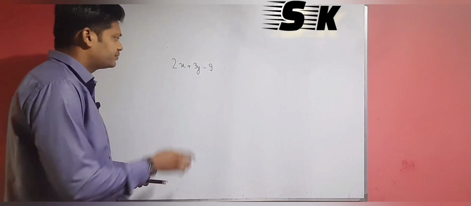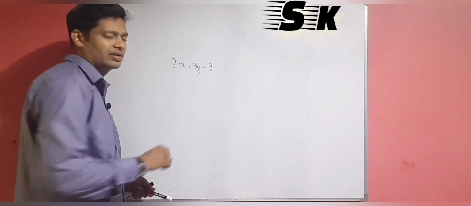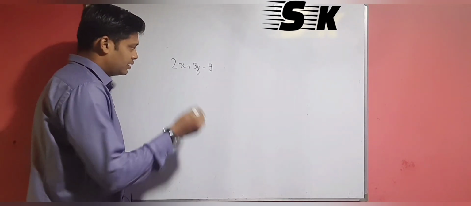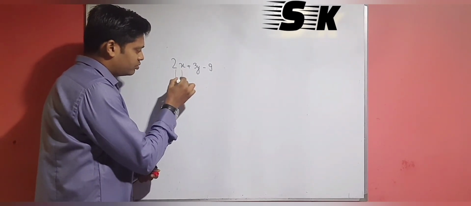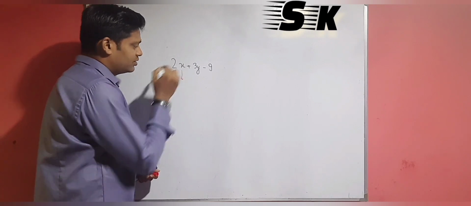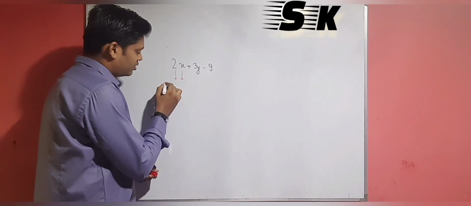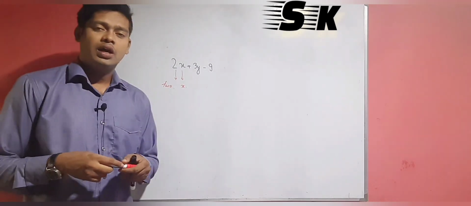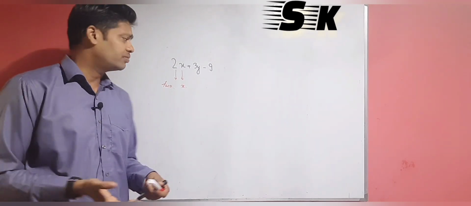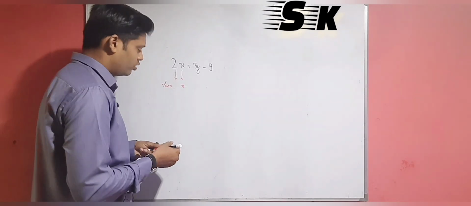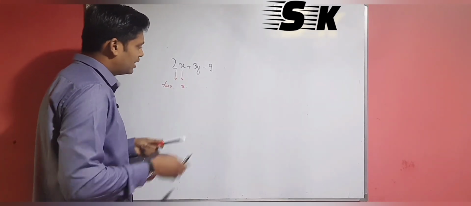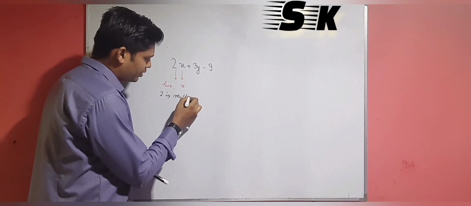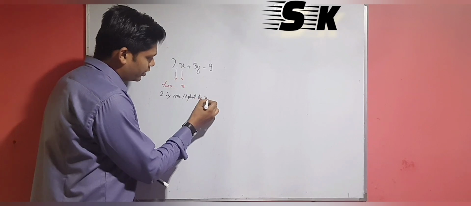Now, what does it say? It says 2x plus 3y minus 9. Let me make it very clear. How can we pronounce these? This is 2, this is x, and what is the relationship between them? There is a multiply sign, nothing is written for multiply. So can we say that 2 is multiplied to x? Yes sir.